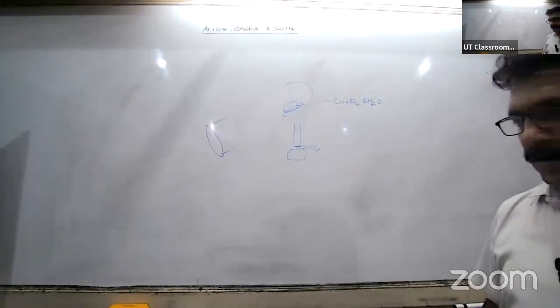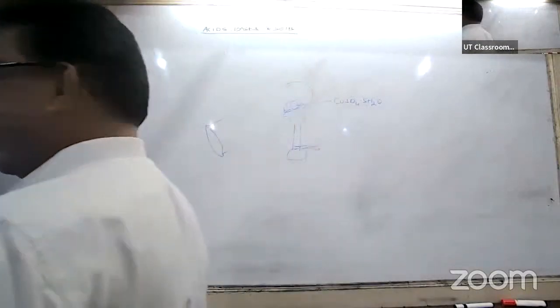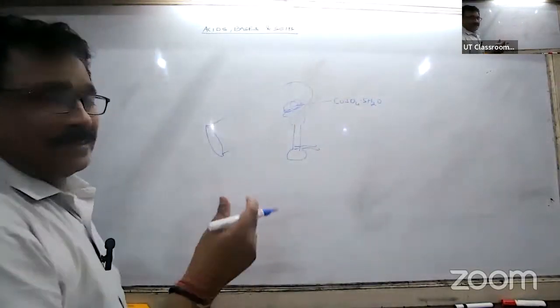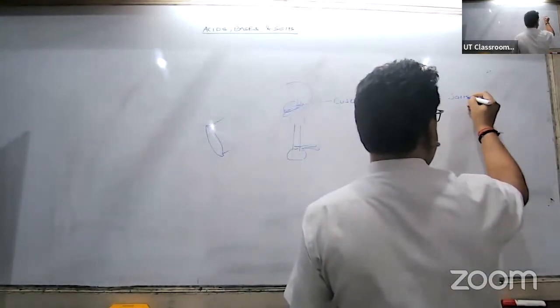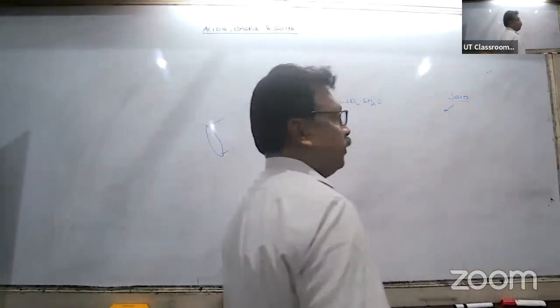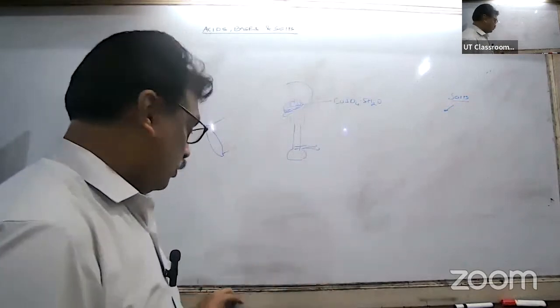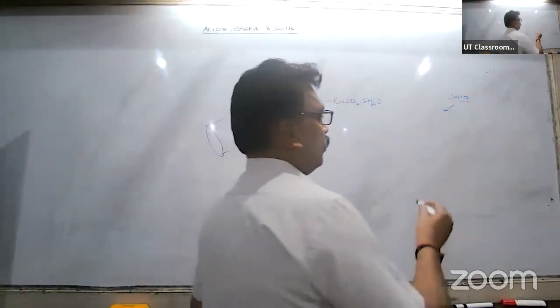Efflorescence. And the salt is called efflorescent. Now, one more important thing. Are all the salt crystals dry? So there are two types of salts, on the basis of containing water or not containing water. Now, the salts which are containing water are called as what?